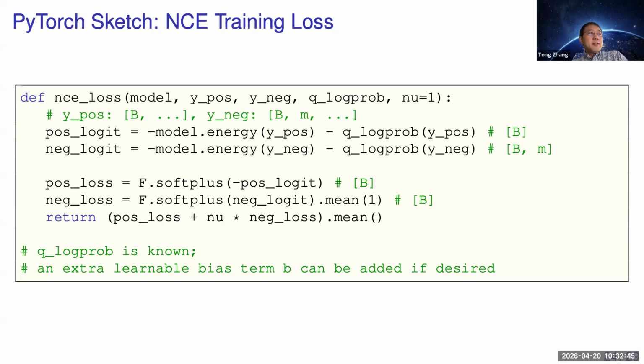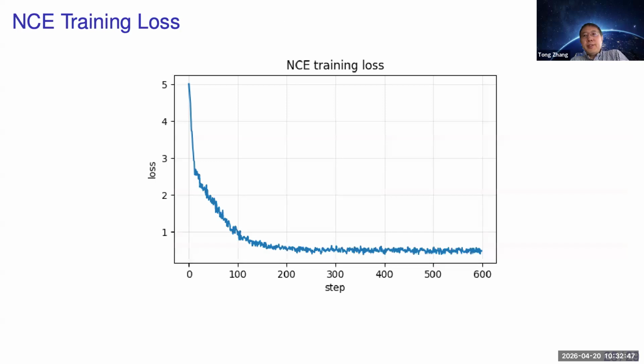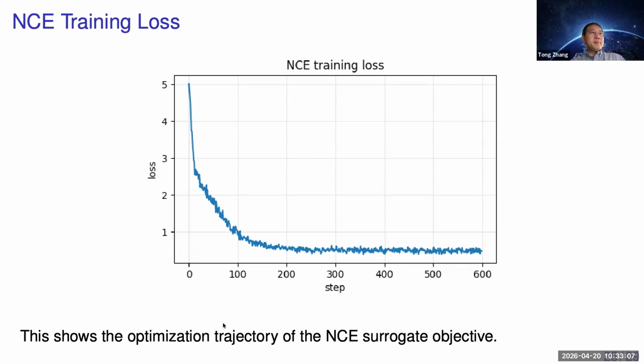So let's look at the training. For the training, I just use m equals 1. We can try m larger than 1 and so on, but here it is m equals 1 for each. Again, this loss function is different from maximum likelihood. It's a binary classification loss.